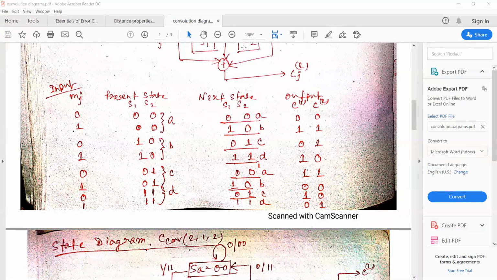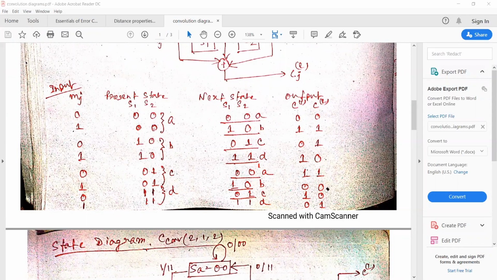Weight of the outputs means, what is the weight of 0 0? The number of 1s present is 0, so the weight is also 0. What is the weight of 1 1? This is 2. What is the weight of 0 1? This is 1, because one 1 is present. For 1 1, two 1s are present, so the weight is 2. Again, the weight of 1 0 is 1, because one 1 is present. So this is the concept we will use in the modified state diagram.